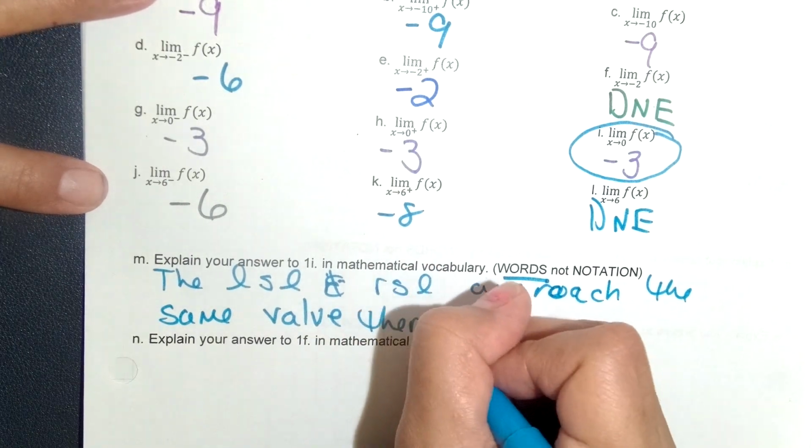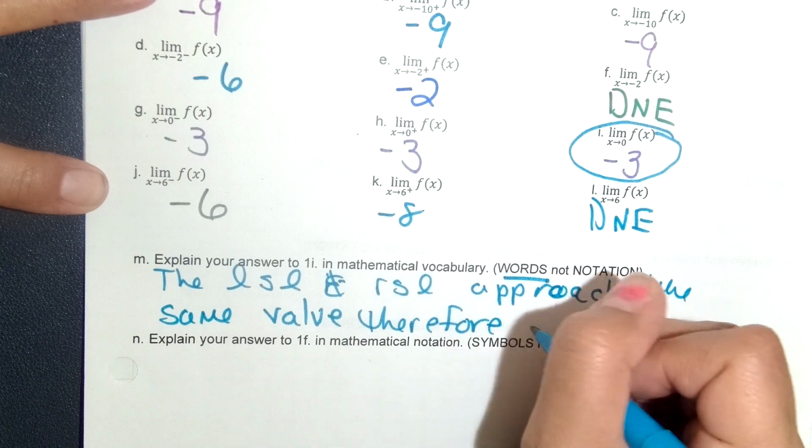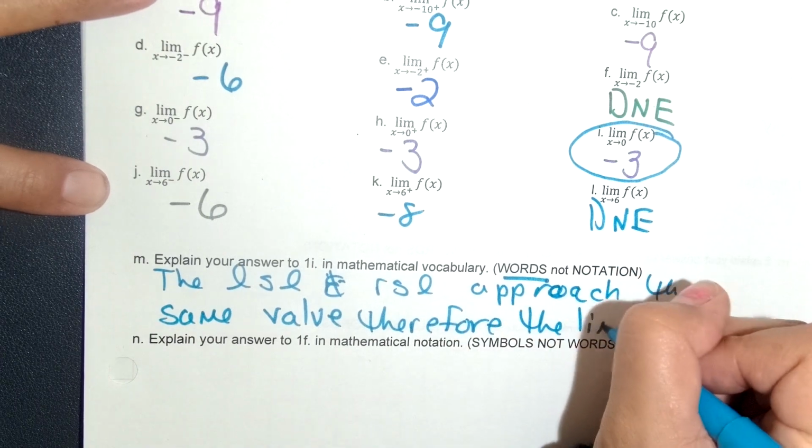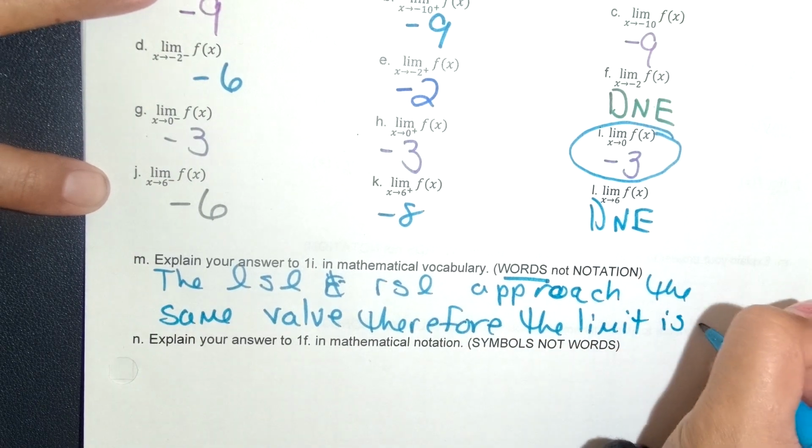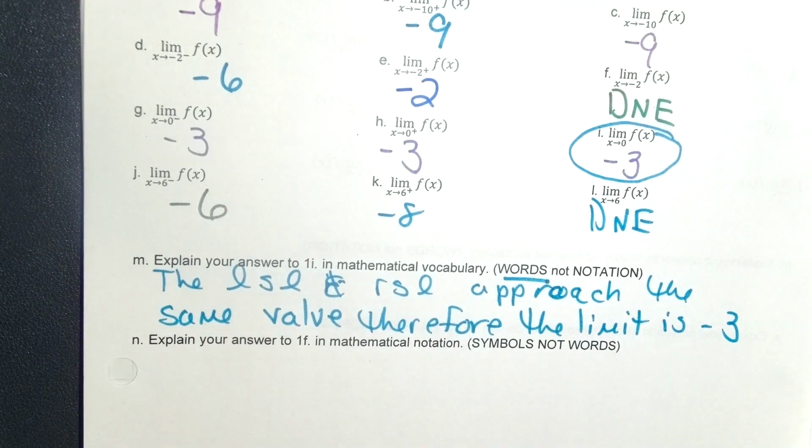Therefore, the limit is negative 3. Does that make sense? Did I go too fast? Are we sure? Okay.